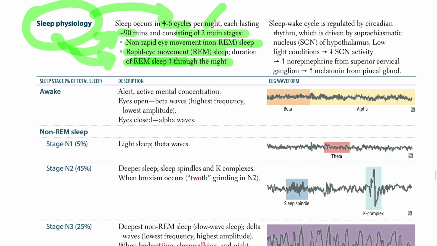Now let's look on the right side. We said sleep-wake cycle is regulated by circadian rhythm, which is driven by the suprachiasmatic nucleus, SCN, of the hypothalamus. Low light conditions lead to decrease in the suprachiasmatic nucleus activity. It leads to increase in norepinephrine from the superior cervical ganglion, which causes increase in melatonin from the pineal gland. So the important point is low light conditions.